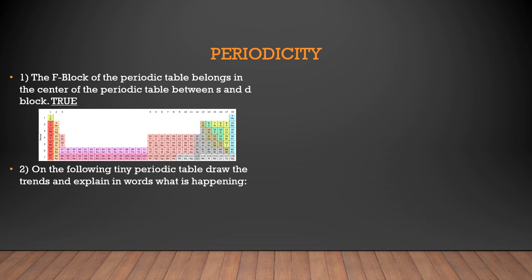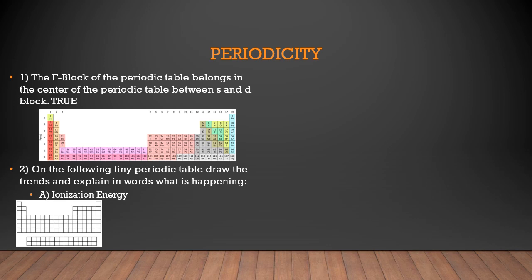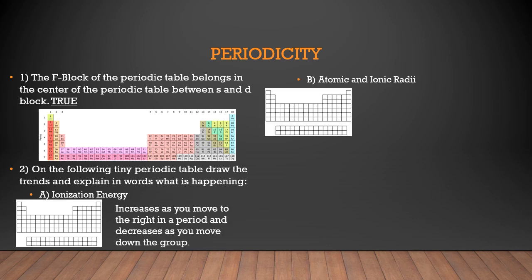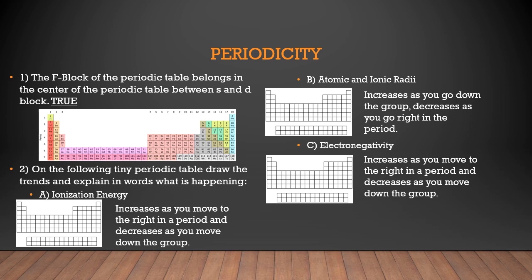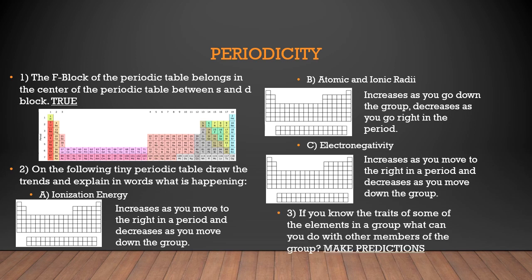On the following tiny periodic table, draw the trends and explain in words what is happening. I'm going to go ahead and show you all of these so that I can draw on it. It's given me some trouble with my program.